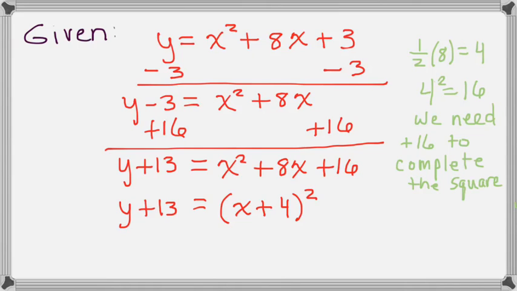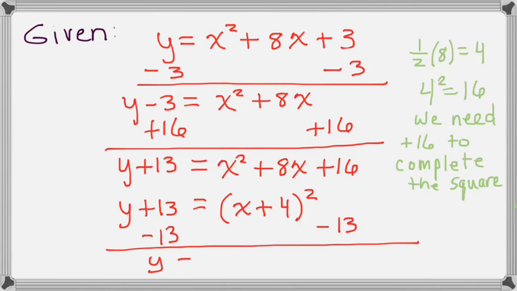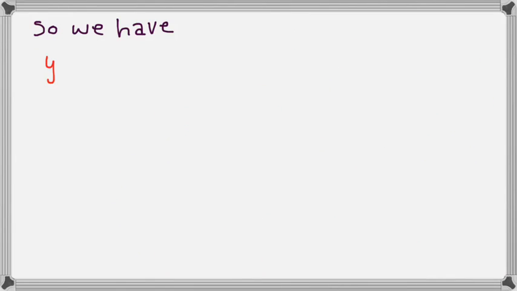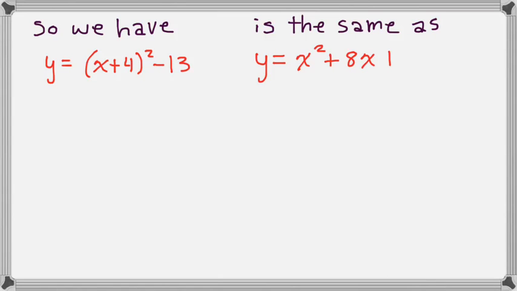Okay, so we still want to get it solved for y, and we have y plus 13 over here. So we'll subtract the 13 from both sides of the equation. We can't put that 13 into the squared term. We have to keep it on the outside. So we have y equals (x plus 4) quantity squared, minus 13. So that tells us that that form of that quadratic is exactly the same as x squared plus 8x plus 3. Does that look familiar to you?